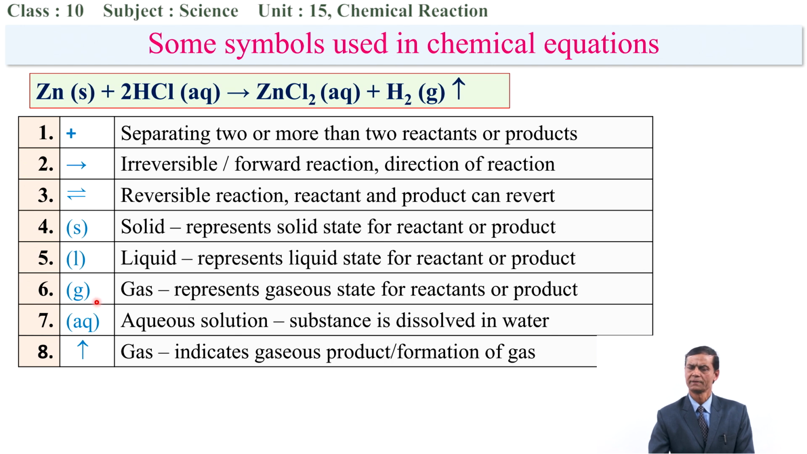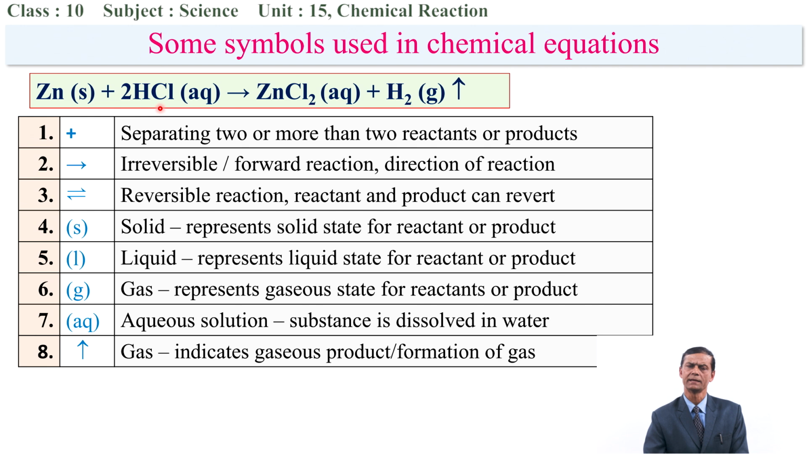Similarly, G represents the gas, isn't it? Gaseous state of the reactant or product. In the above equation, look at here, H2, we can put there G also, isn't it? G means hydrogen is in the gaseous state. Similarly, look at here, AQ. What is AQ? AQ means aqueous solution. Aqueous solution means the substance is dissolved in water, isn't it?